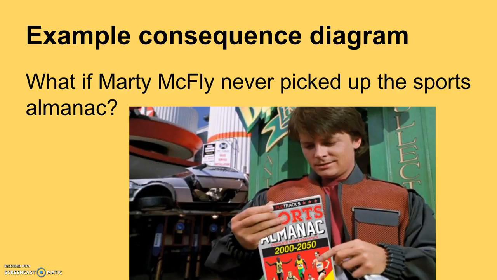Here's an example of what they could do. What if Marty McFly never picked up the sports almanac? In this example, the students would create a consequence diagram for the actions or the consequences that occurred after he bought the sports almanac. And then they would create an alternative consequence diagram for a series of events that would occur if he never thought to pick up the sports almanac.